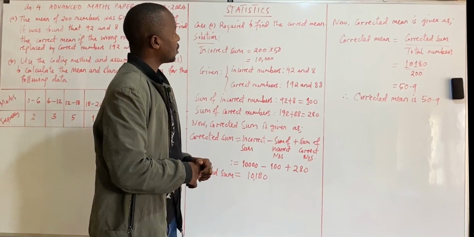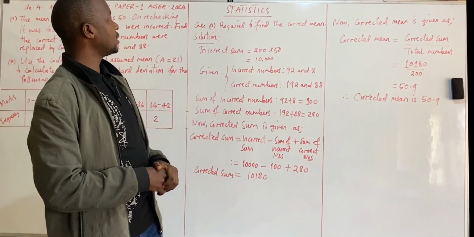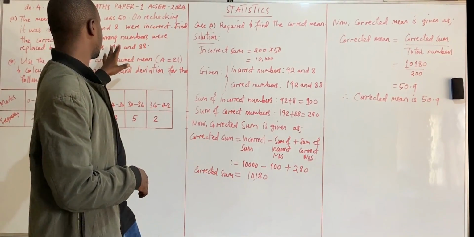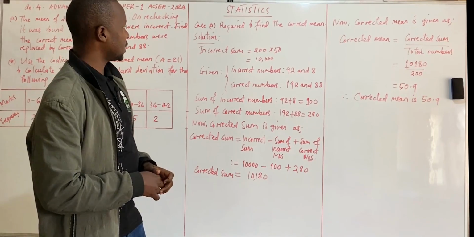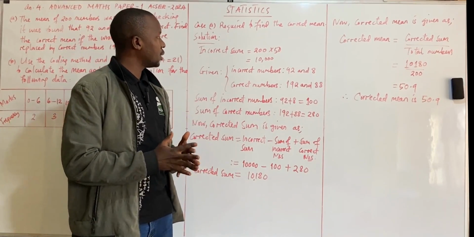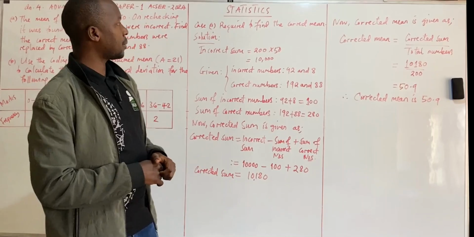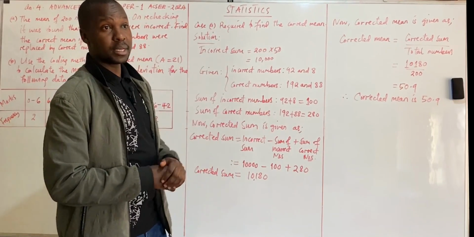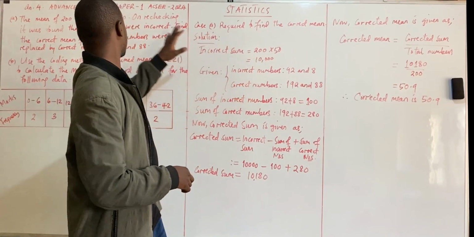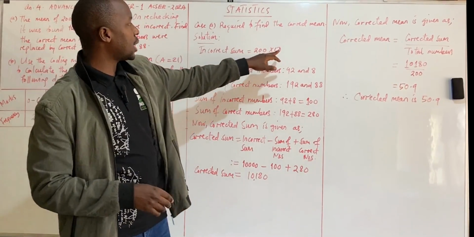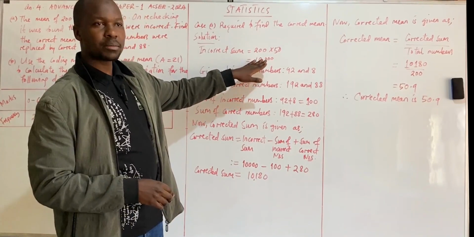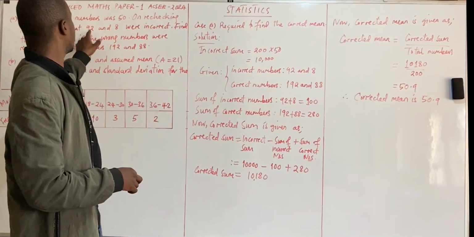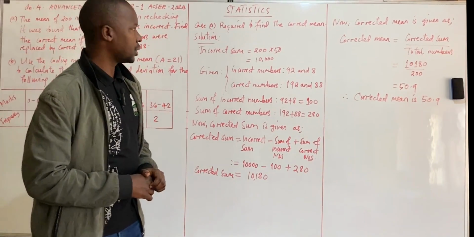Here in case 1, we are required to find the correct mean if the incorrect numbers, these 92 and 8, were corrected by 192 and 88. The first thing we need to know is the incorrect sum. The incorrect sum can be obtained by taking the number of values times the mean. So if you take the 200 numbers times the mean, you get the incorrect sum. This was the total but it was incorrect, because it contains the incorrect numbers 92 and 8.